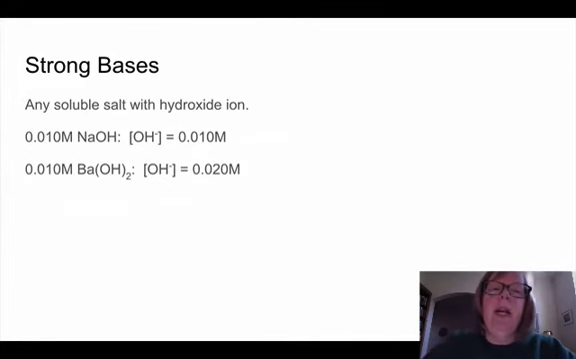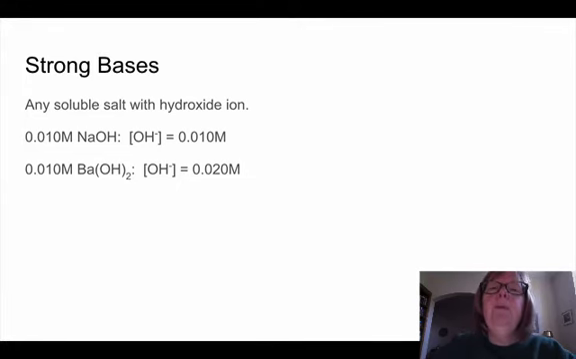Bases, also, we've talked a lot about that. It's any soluble salt that has a hydroxide ion in solution. And so like 0.01 molar sodium hydroxide, the hydroxide ion concentration would be 0.01. If you took the negative log of that, you'd get the pOH, subtract it from 14, and you'd have the pH. This is all review.